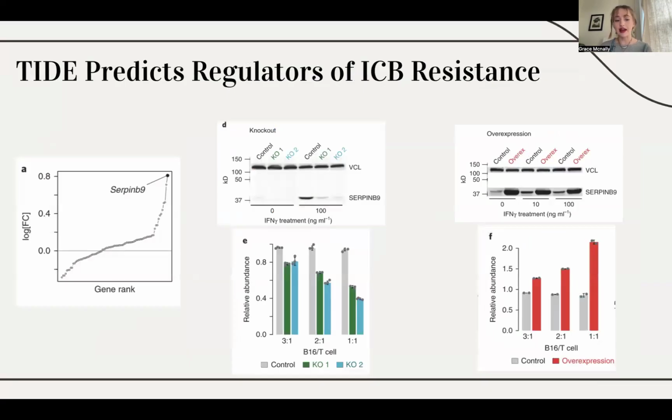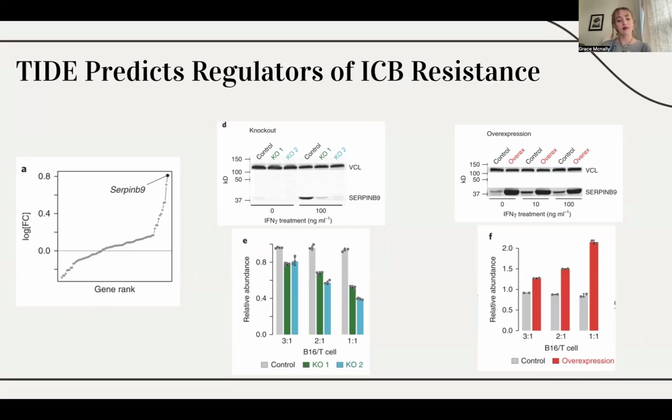So, for the final finding, the authors looked at genes of interest identified previously by TIDE as potential ICB resistance regulators. The authors first started by comparing the log-fold change of a gene expression between ICB-resistant tumors and the parental melanoma tumor. Each data point on Figure A is an independent gene of interest with a high TIDE T-cell dysfunction score. It was found that SERPINB9, shown in the top right corner, to be the most upregulated gene.